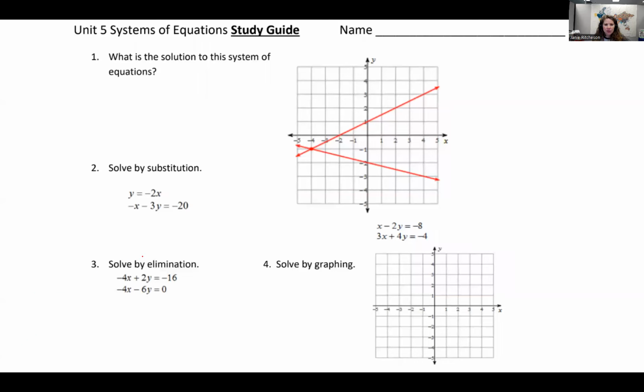If we want to know what the solution is, all we're looking for is where these two lines intersect. So this coordinate right here would be (-4, -1).